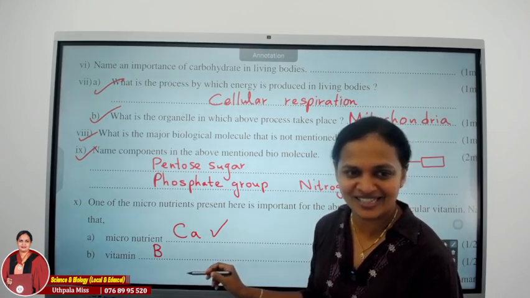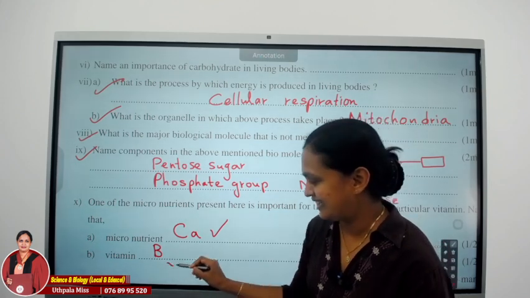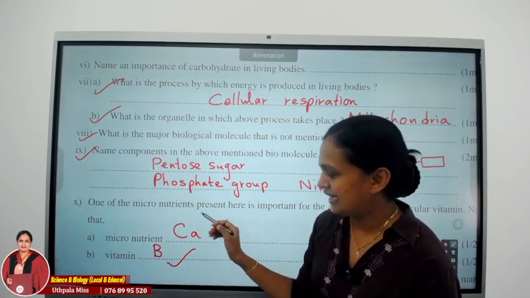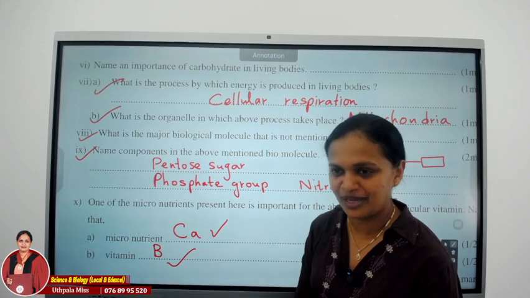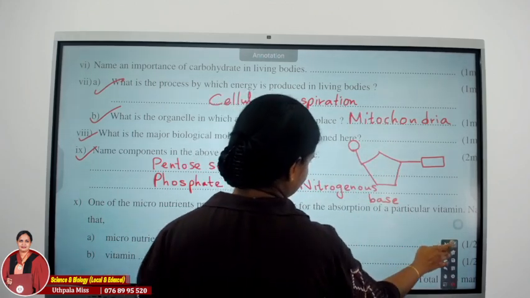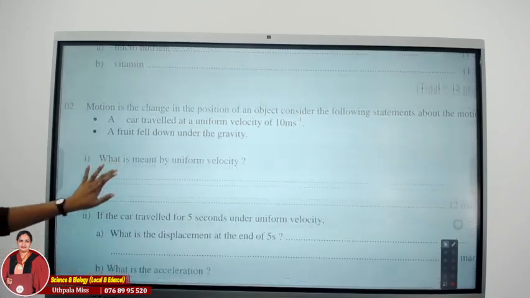Who told the answer? Is it Shenela? Both of your answers are correct, right? In the presence of calcium, vitamin D absorption is facilitated. Right, then that's all, the first question.